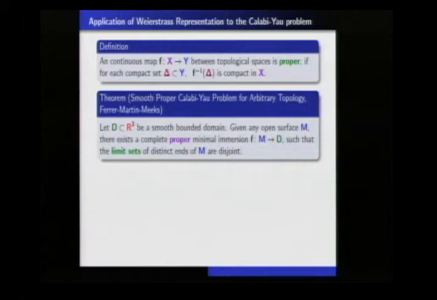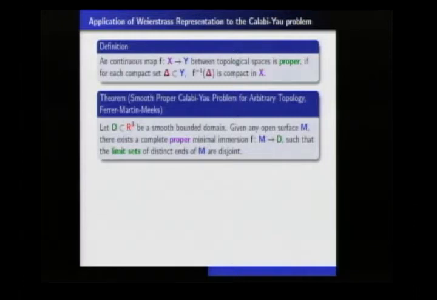So it turns out there's a nice solution for that for immersions. For example, you can take any smooth bounded domain. You can take any open surface, can be non-orientable, with an uncountable number of ends. Uncountable number of non-orientable ends. You could take a very complicated surface, any surface at all. Then there exists a proper minimal immersion of that surface into this domain, which is smooth and bounded.